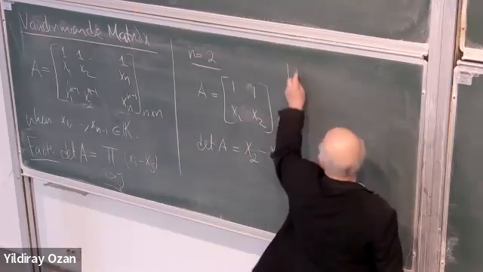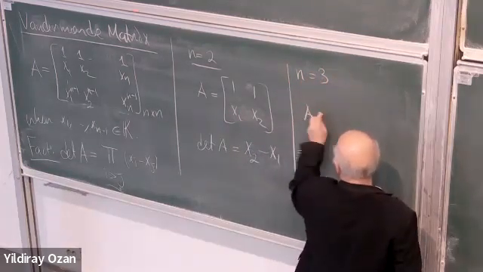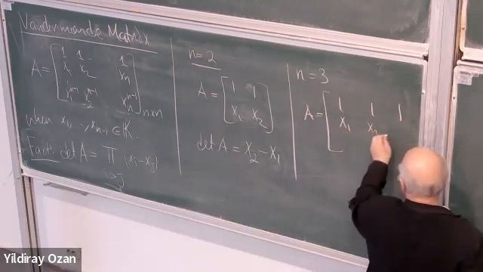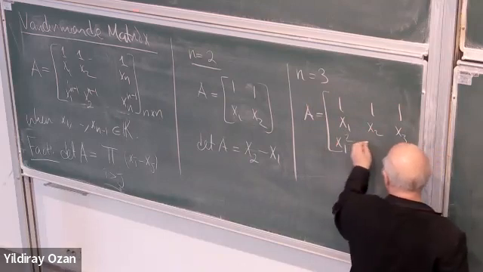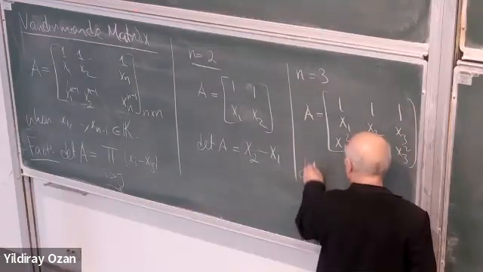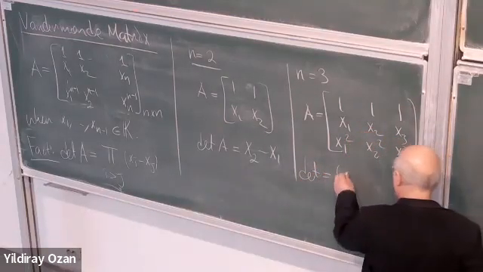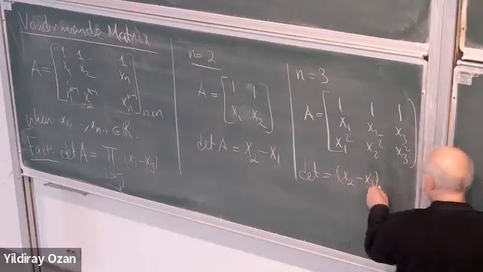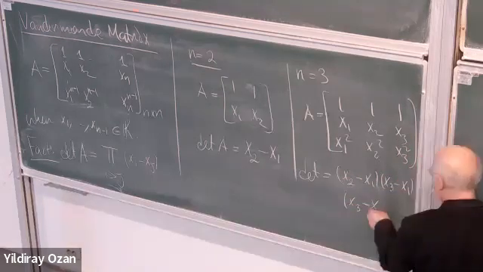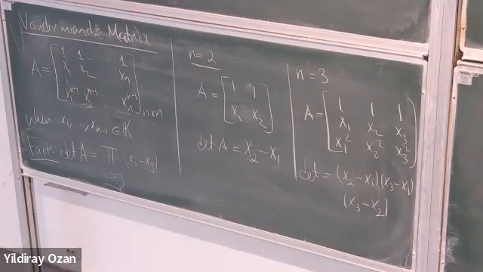Okay. N equals 3. So it is just 1, 1, 1, x1, x2, x3, x1 squared, x2 squared, x3 squared. And the determinant of this is just x2 minus x1, x3 minus x1, and x3 minus x2. You can check this. I mean, it's not difficult.